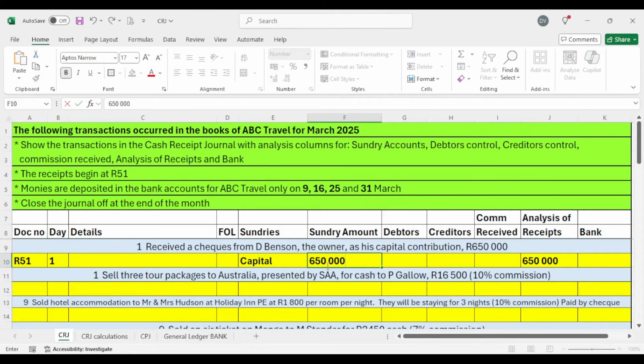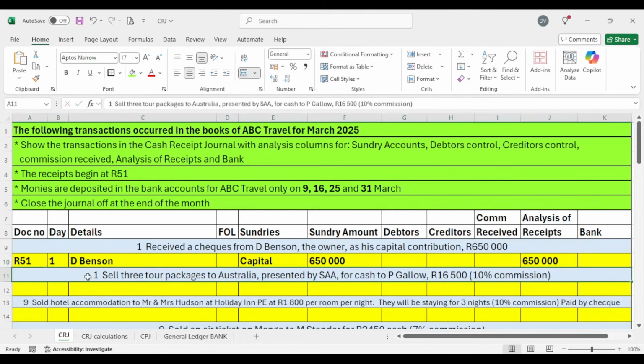Even if you use your sundries, you always have to show the details. With the column of details, you can ask yourself the question, where did the money come from? Who paid me the money? In this case, it was D. Benson. That's it. Your transaction is complete.